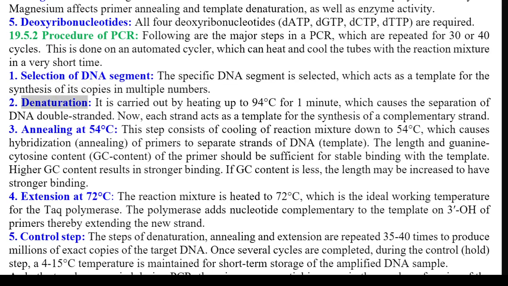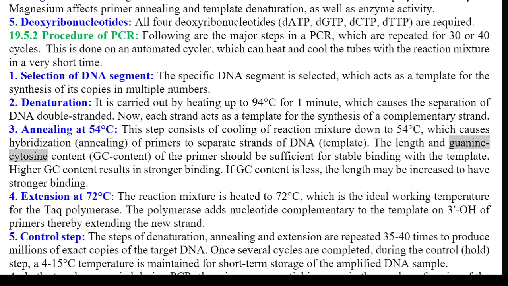2. Denaturation. It is carried out by heating up to 94 degrees Celsius for 1 minute, which causes the separation of DNA double strands. Now, each strand acts as a template for the synthesis of a complementary strand. 3. Annealing at 54 degrees Celsius. This step consists of cooling of reaction mixture down to 54 degrees Celsius, which causes hybridization, annealing, of primers to separate strands of DNA, template.